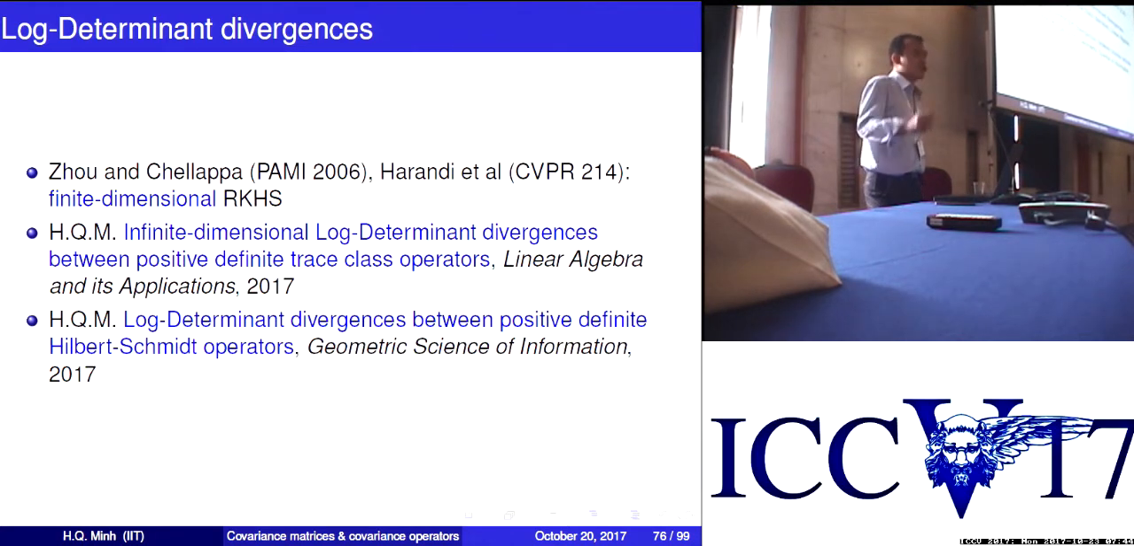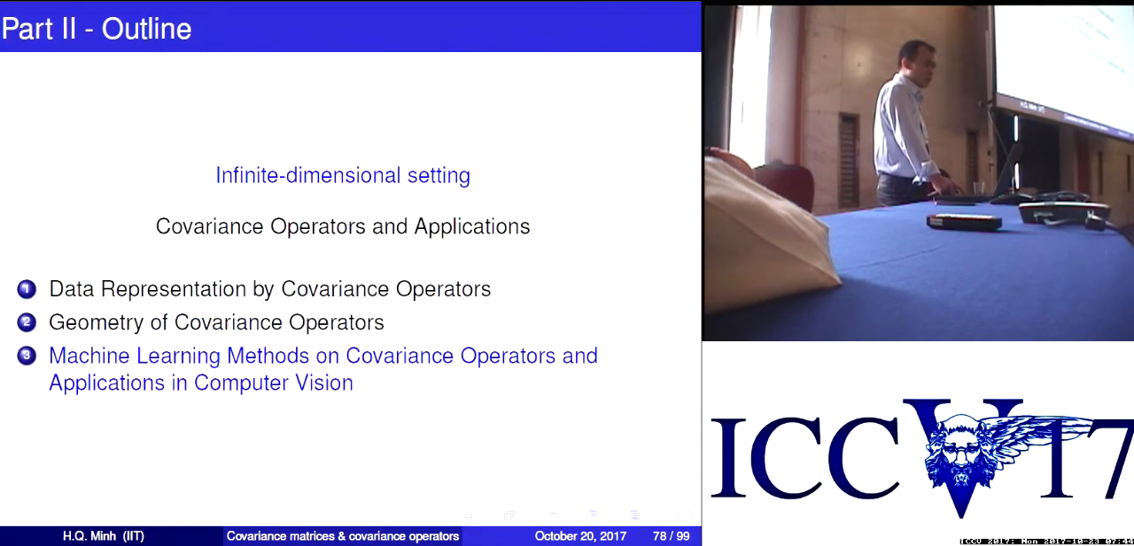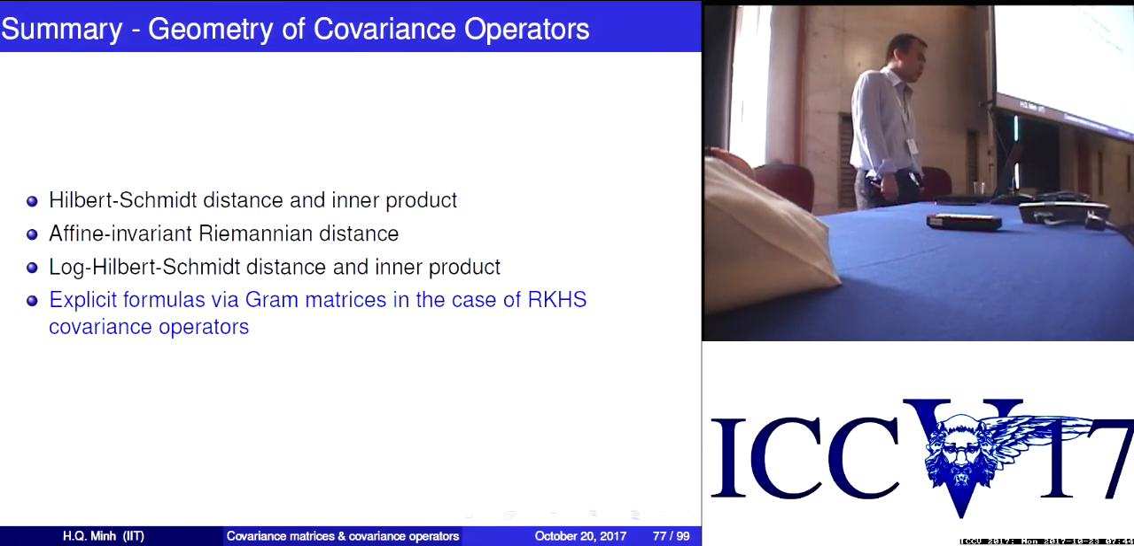The infinite dimensional version of the alpha beta divergence can be generalized as well. So these can all be generalized to the infinite dimensional setting, and in the case of covariance operators in RKHS, they all have closed forms. They can all be computed. Now, the main issue is the computational complexity. I was talking about the Hilbert-Schmidt distance and inner product, the affine invariant Riemannian distance, and also the log Hilbert-Schmidt distance and inner product. And then, as I said before, the most important thing that we care about here is that there are explicit formulas via Gram matrices. In the case of RKHS covariance operators, everything can be computed explicitly. So that is a nice feature of kernels.